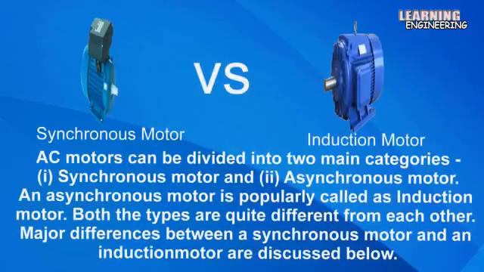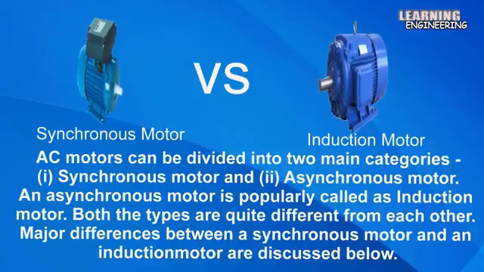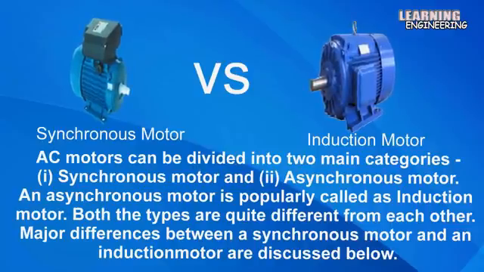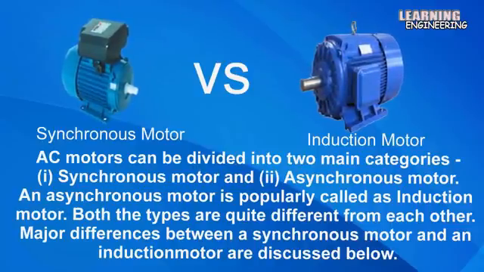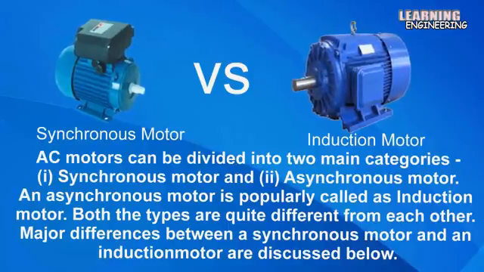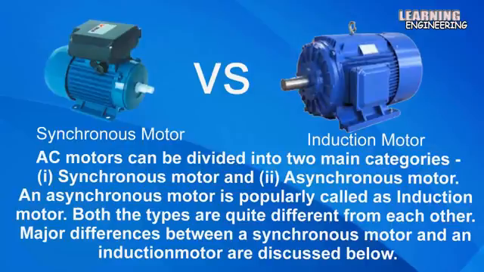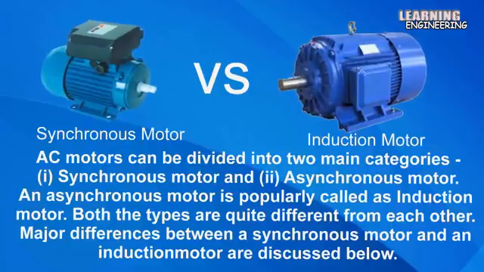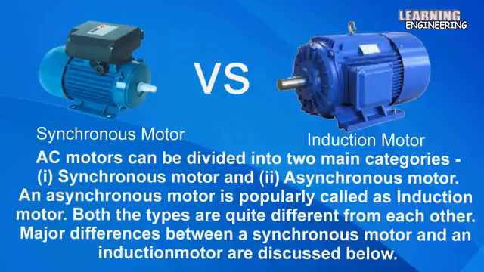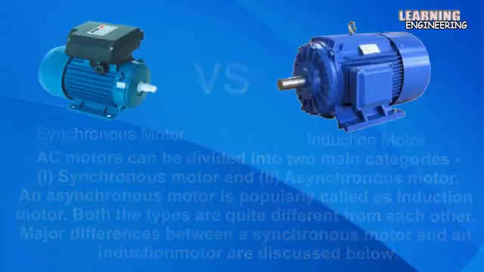AC motors can be divided into two main categories: 1. Synchronous motor and 2. Asynchronous motor. An asynchronous motor is popularly called an induction motor. Both the types are quite different from each other. Major differences between a synchronous motor and an induction motor are discussed below.